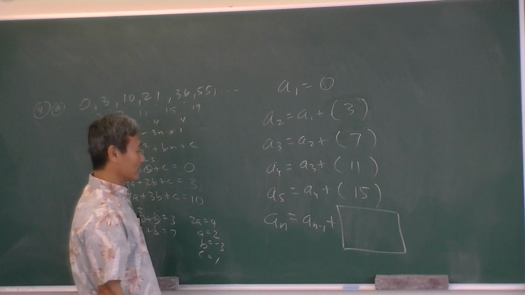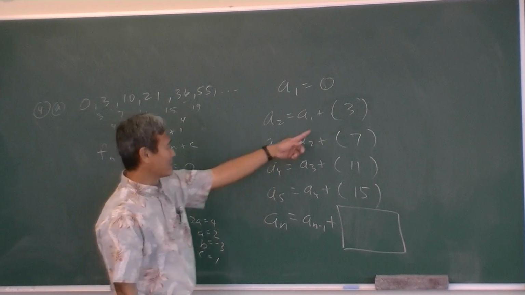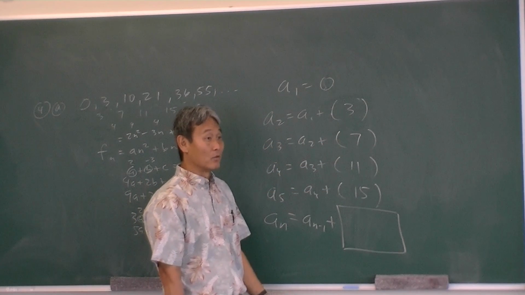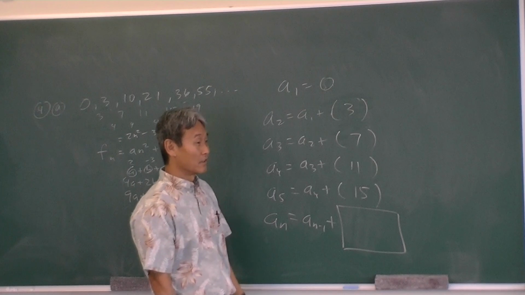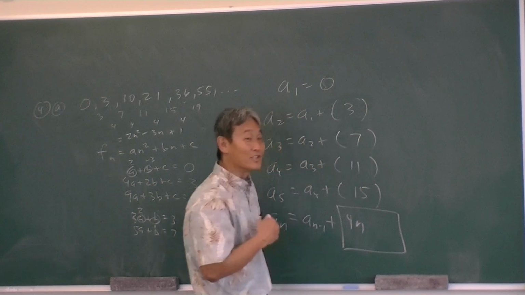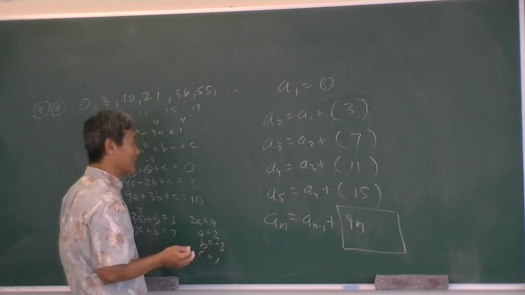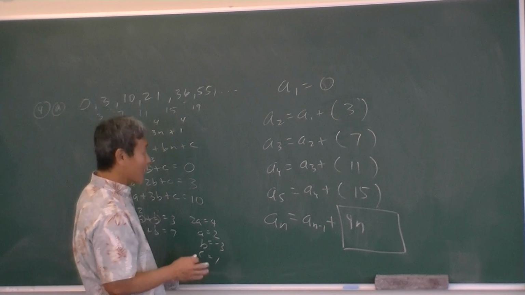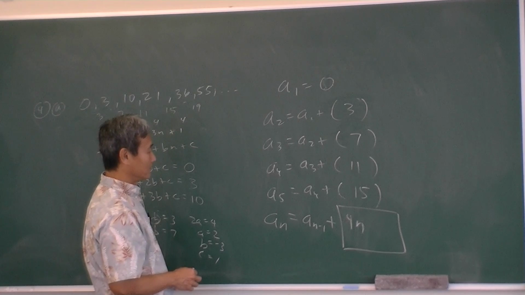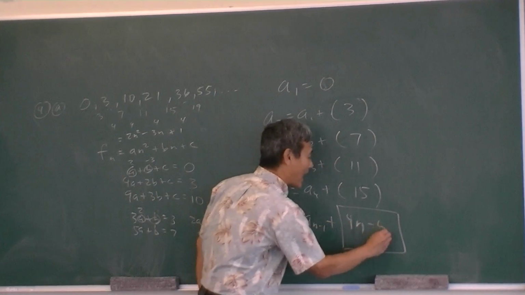Okay, well, what did we learn? What kind of sequence is this? 3, 7, 11, 15. It's arithmetic. What's the common difference? 4. So you write 4n, and then you adjust. Let's see if you can figure it out. Adjust. Minus 5.